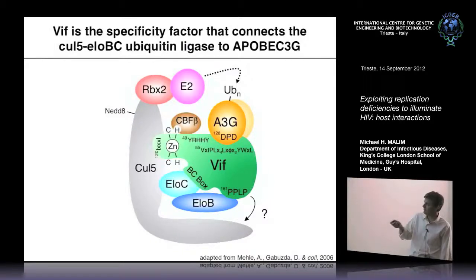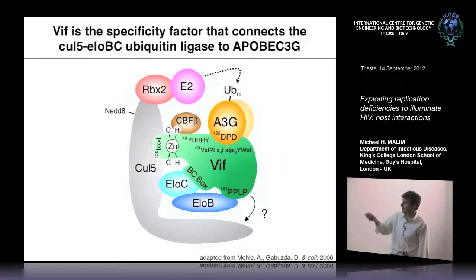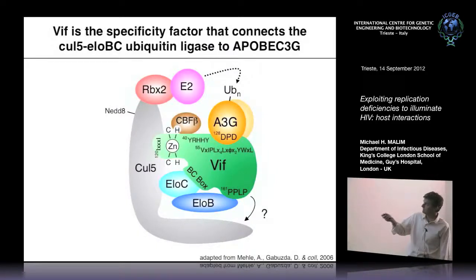So VIF will bind through a complex series of interactions, which is helped by this recently identified cofactor CBF-beta. And when this complex forms, it is able to recruit ApoBec3G because VIF also binds ApoBec3G and 3F directly. So you get this large complex, which then brings ApoBec3G into the proximity of this ubiquitin ligase complex, which will result in the polyubiquitination of the ApoBec protein. And when it's polyubiquitinated, it will be driven to the proteasome where it will be degraded.